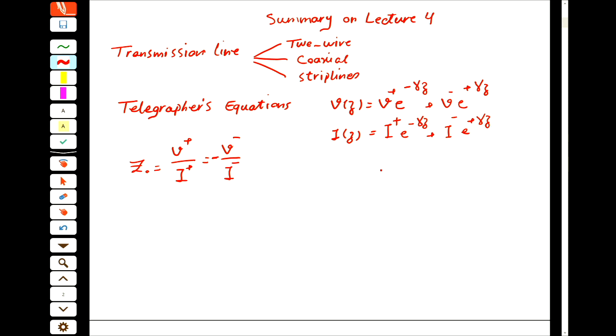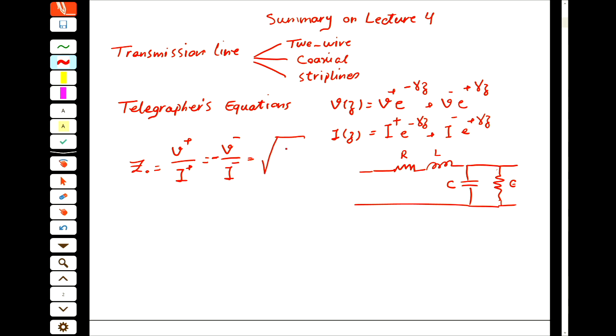We said that if a transmission line is a combination of R, L, C and G, and we define a transmission line as an infinite number of these blocks, where this is the R, this is the L, this is the C, and this is the G, then we can define this characteristic impedance as Z naught equals the square root of (R plus j omega L) divided by (G plus j omega C). And omega is the operating frequency.